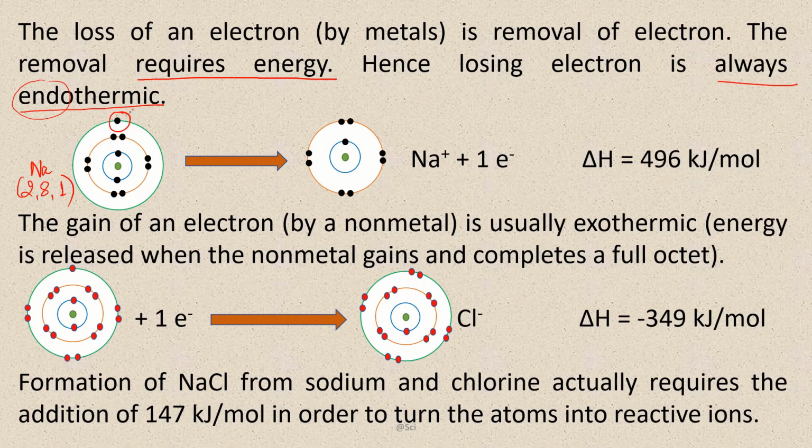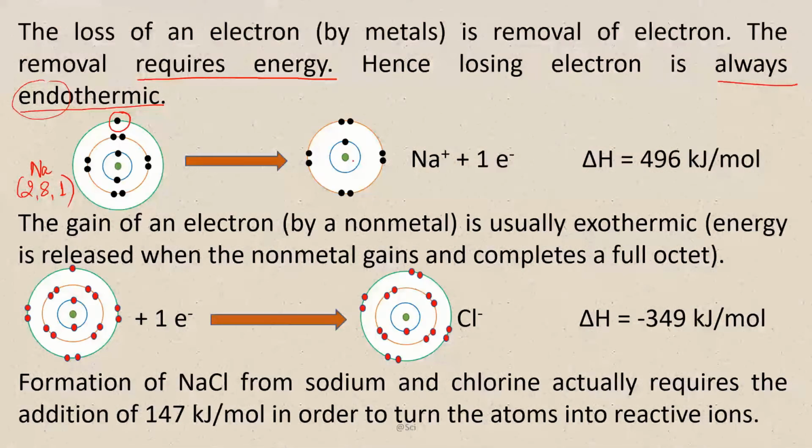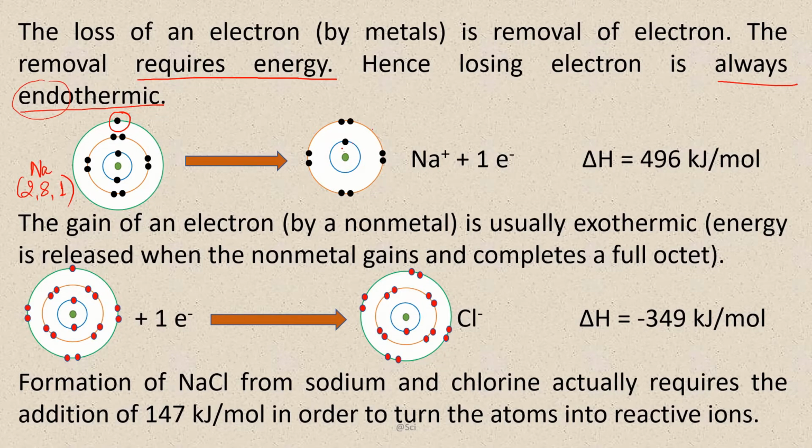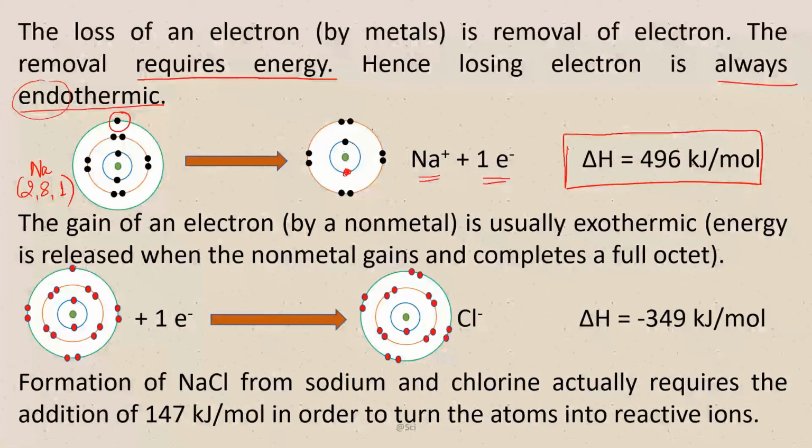Now for the sodium, the electron is being pulled out, and here you will see that there are now only two shells, with 2 in the K shell and 8 in the L shell. It lost one electron, and now it has formed a positive ion. The heat required to pull away this electron is 496 kilojoules per mole, and this delta H is the heat required in this transaction.